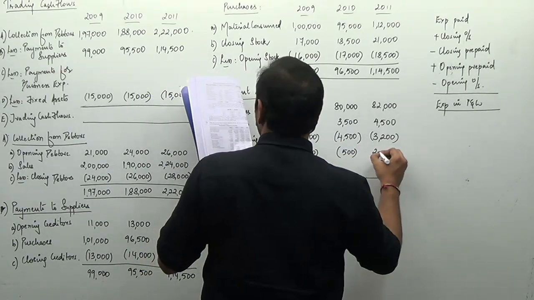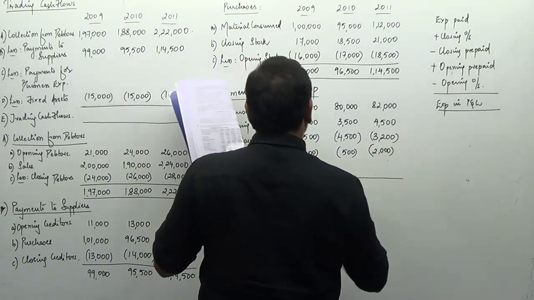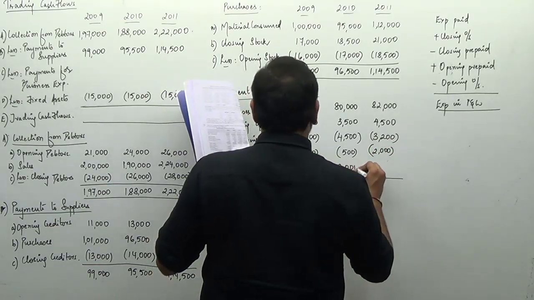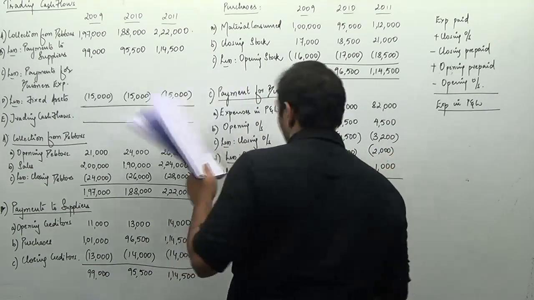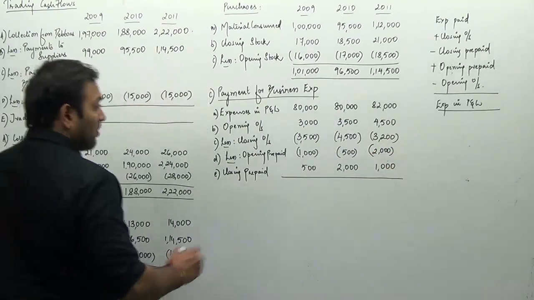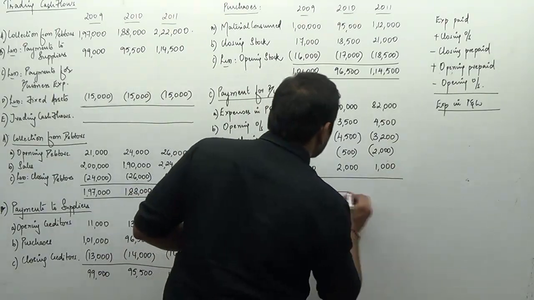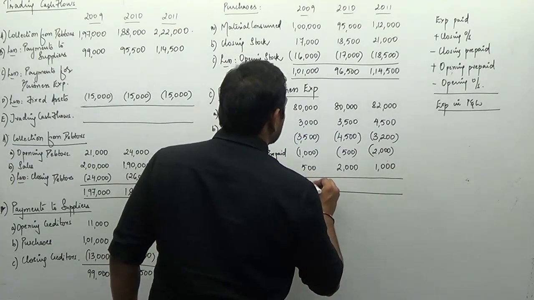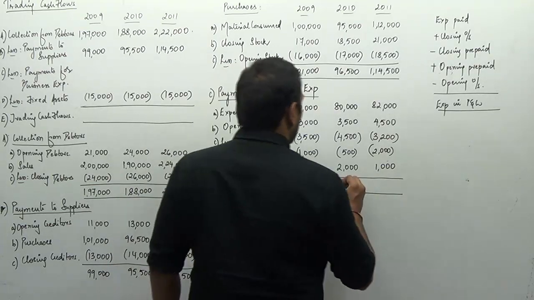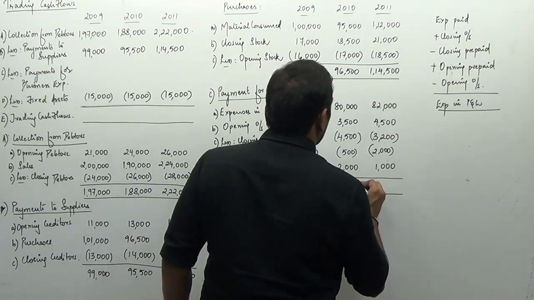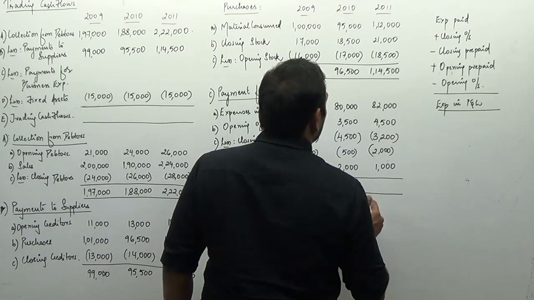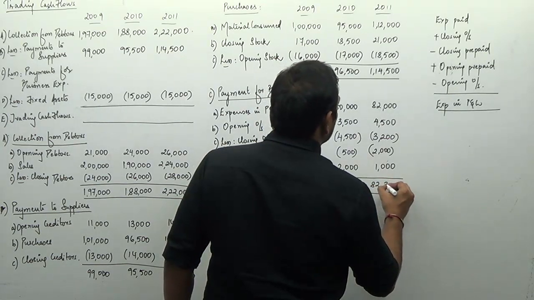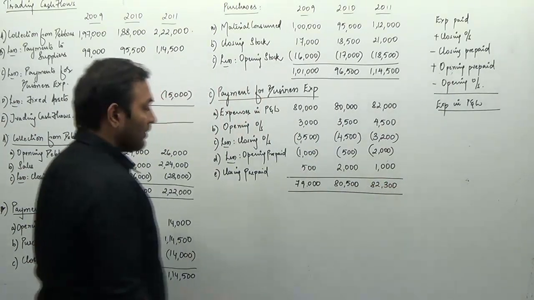500 reduce. 2000 reduce. Add closing prepaid. 500. 2000 and 1000. This is business expenses paid during the current year. 79,000 in the first case. 80,500 in the second case. $82,300 in the third case. Fill up the values.